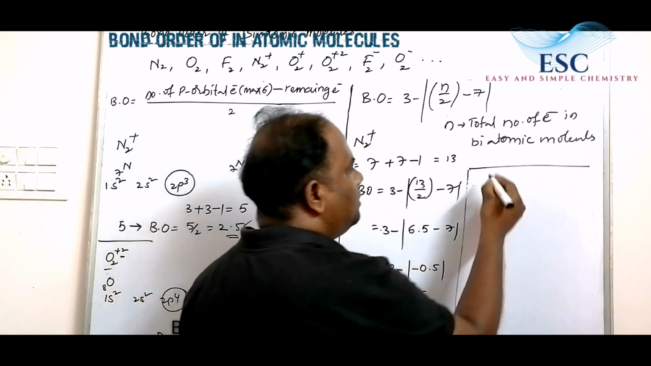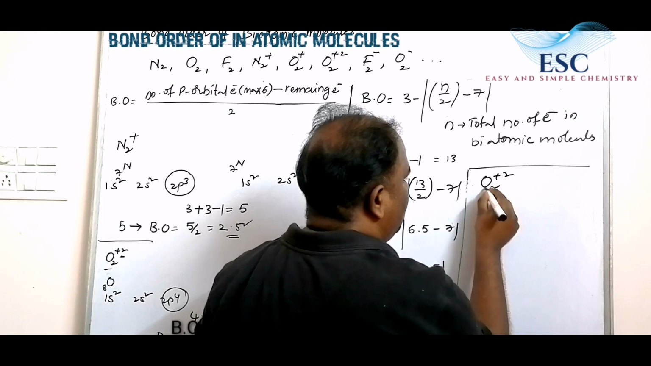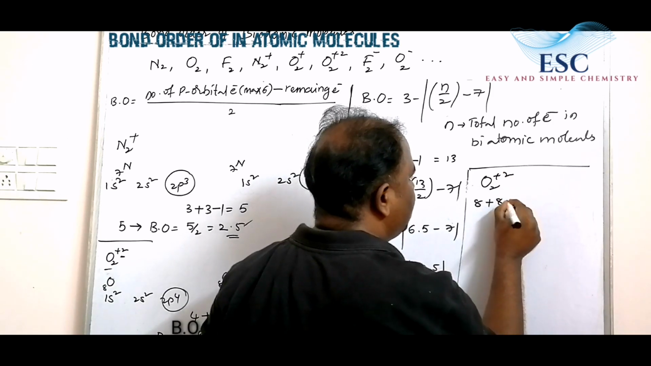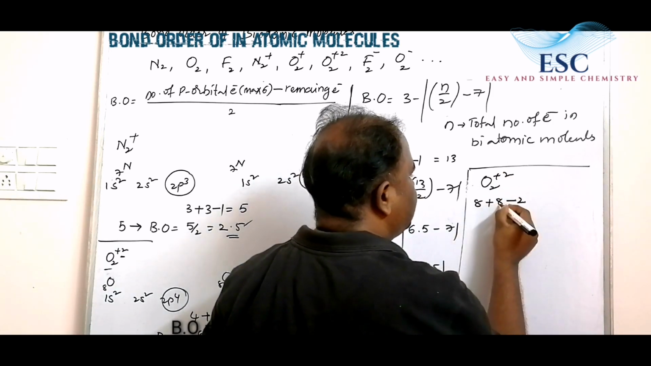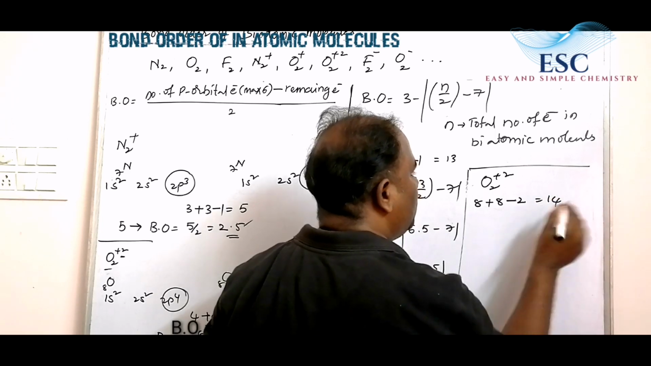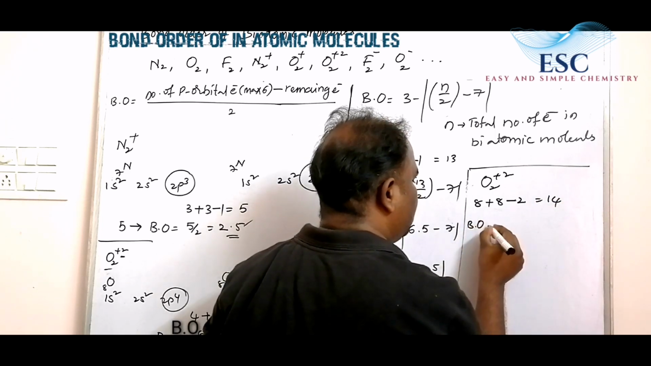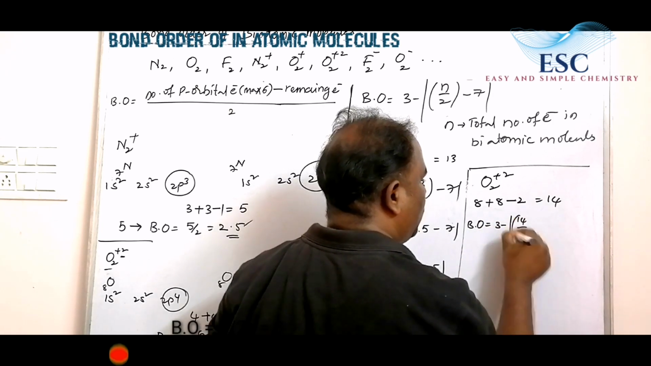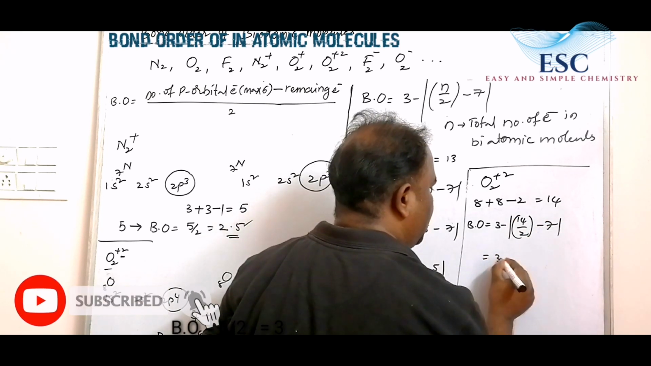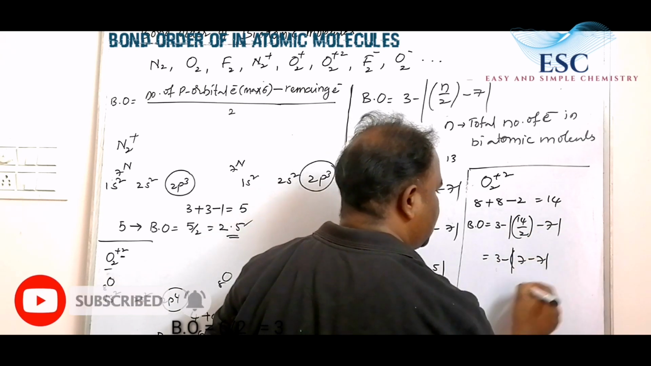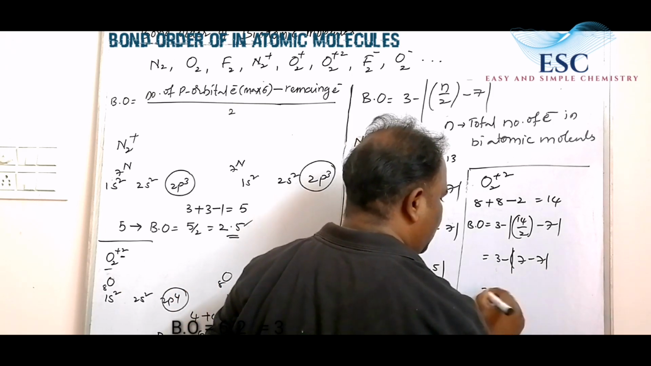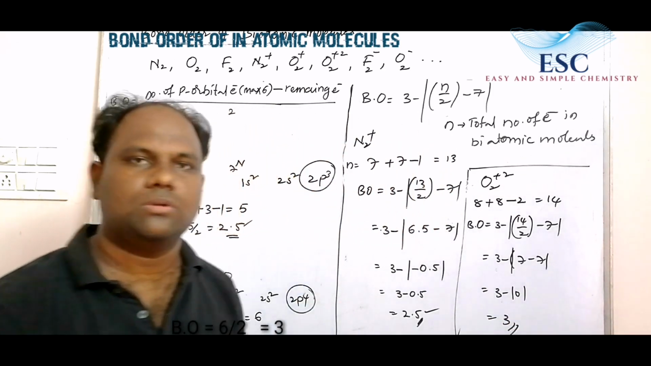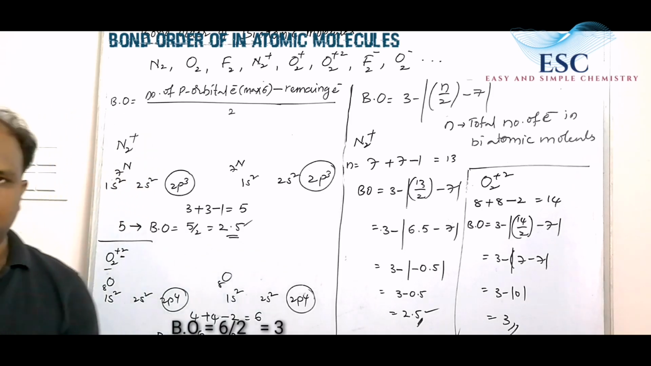Then go to the bond order of O2 plus 2. Total oxygen atomic number 8, another oxygen atomic number 8, plus 2 means removing 2 electrons. 8 plus 8, 16 minus 2, 14. N is equal to 14. Just substitute in that equation. Bond order is equal to 3 minus 14 by 2 minus 7. 3 minus mod of 7 minus 7. 3 minus 0, so the bond order of O2 plus 2 is also 0. Then go to another example.